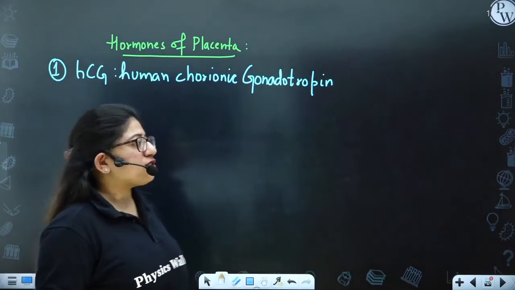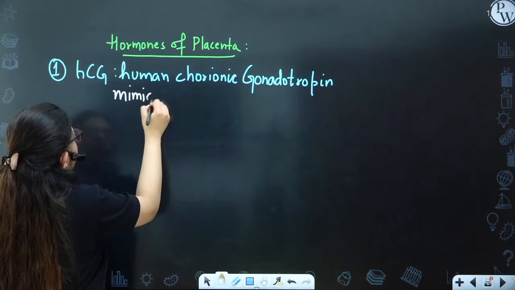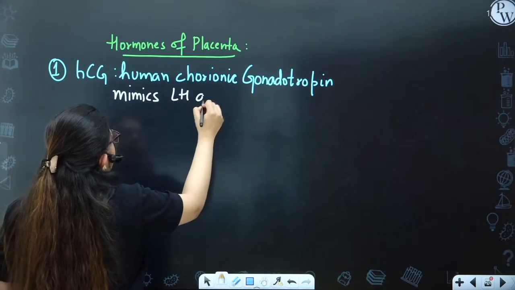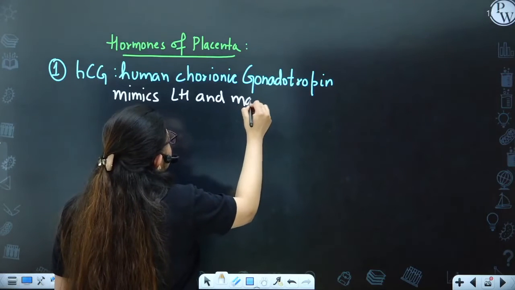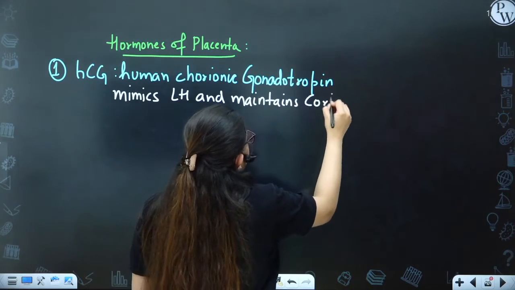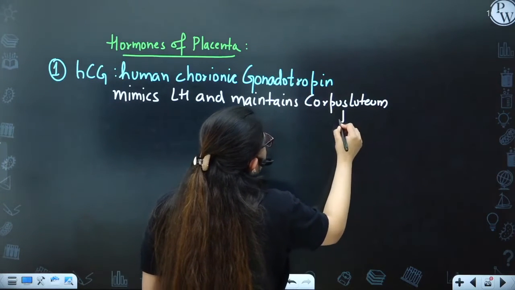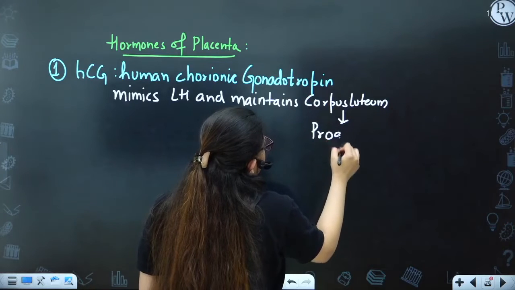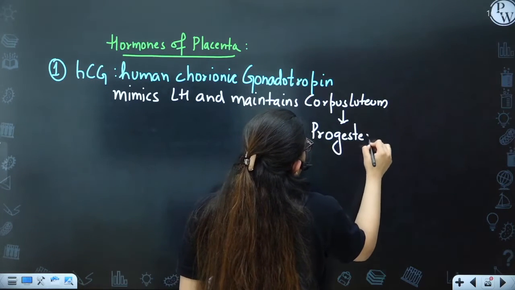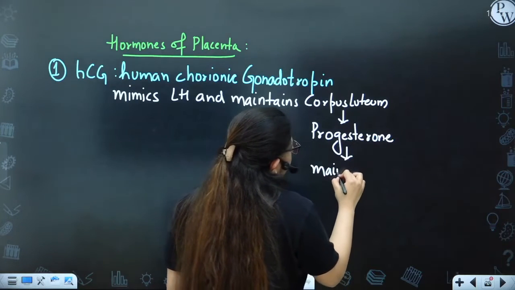That is HCG. So what does HCG do? It mimics. Mimics means it works like. It mimics LH and maintains the corpus luteum. And this corpus luteum will keep on secreting progesterone, and hence it will maintain the endometrium.